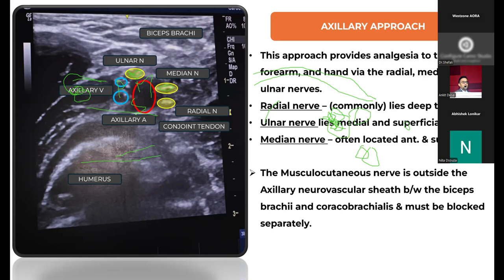Any other questions? Shefali, the elastomeric pump which you're using, how do you know whether the infusion is ongoing? Sorry, ma'am. The elastomeric pump which you use, how do you know whether the infusion is ongoing?